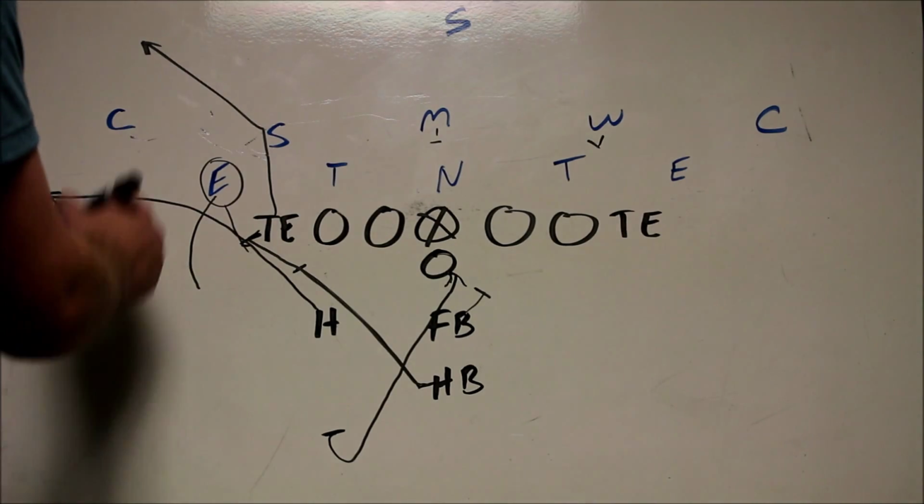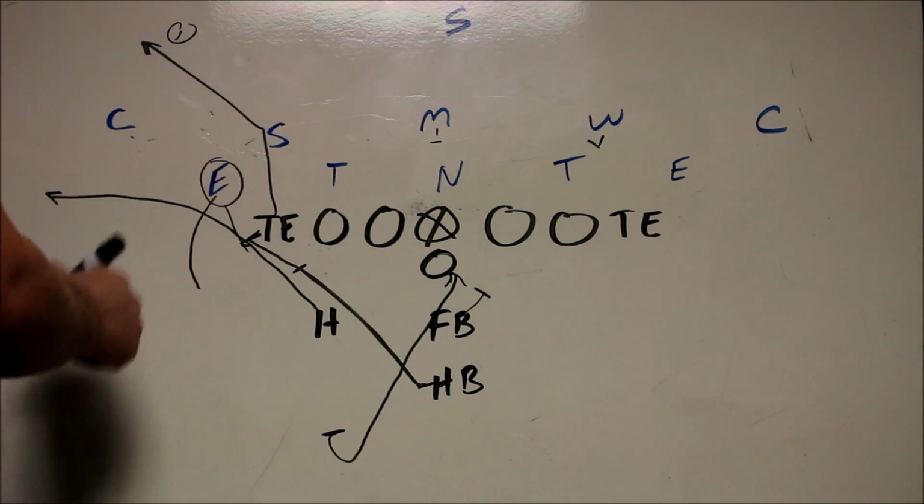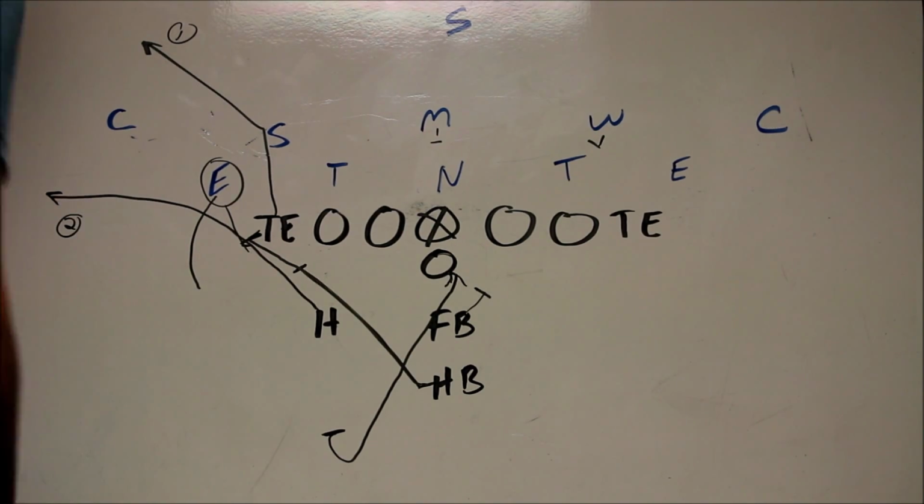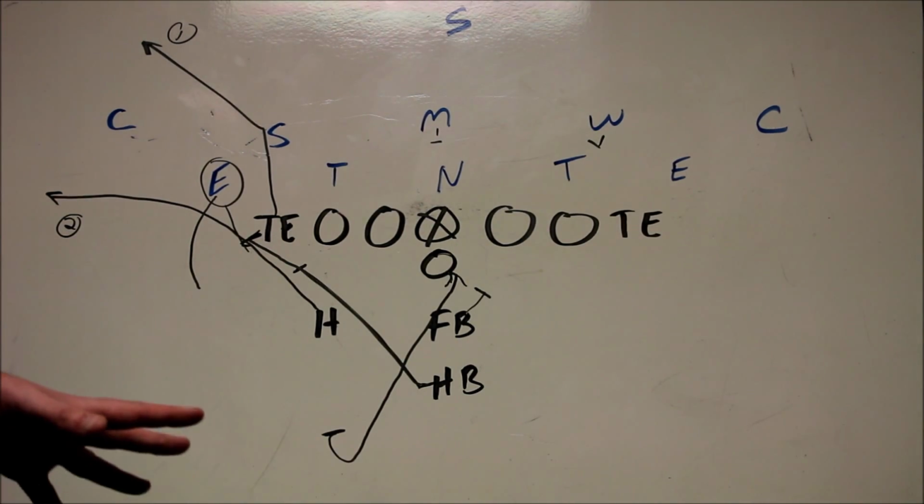And the first option he's going to look for is this corner. If the corner route's not there, we're going to look to the flat. And then we have a third option on this play.